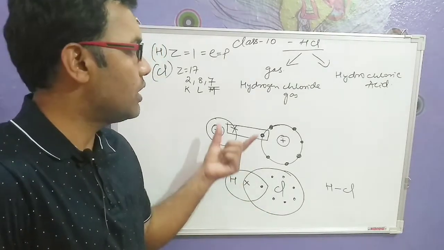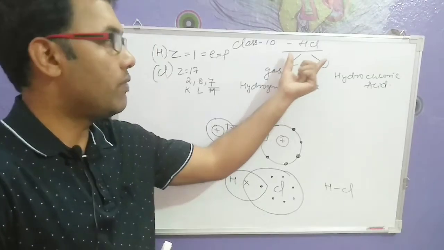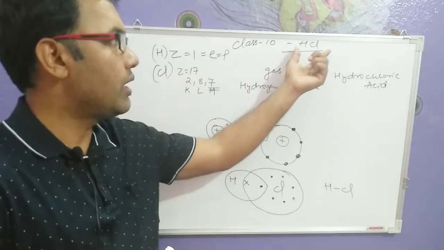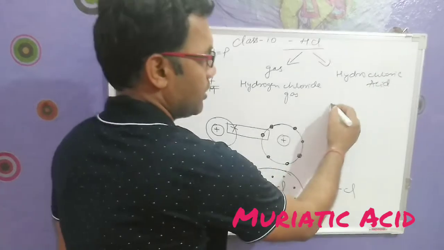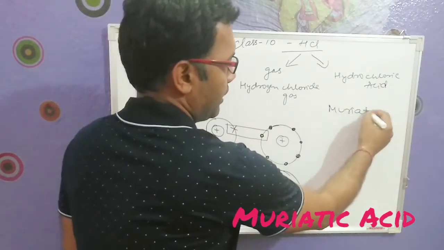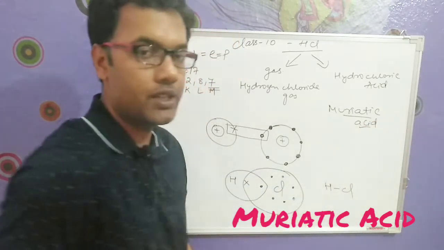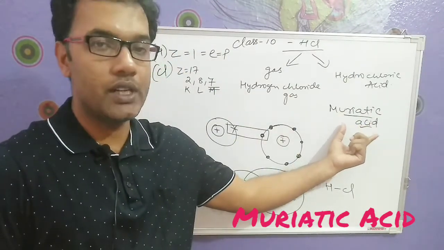Now coming to the next part, the naming of HCl. There was a scientist known as Lavoisier who called HCl by another name, and that name was muriatic acid. Now this is very important for your objectives. So do remember, HCl is also known as muriatic acid.